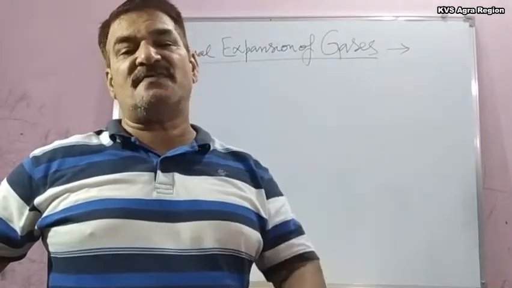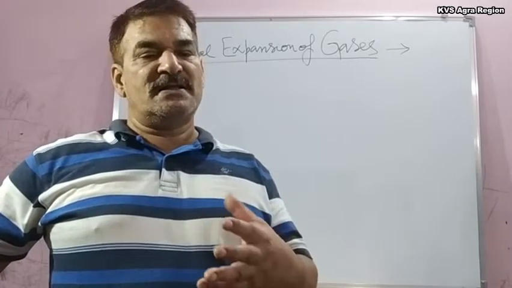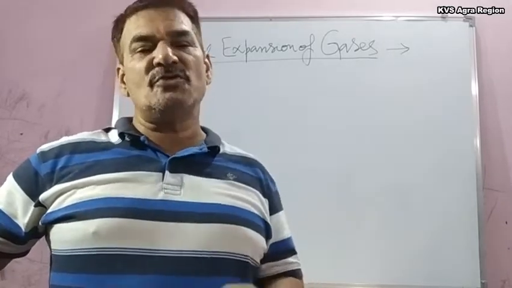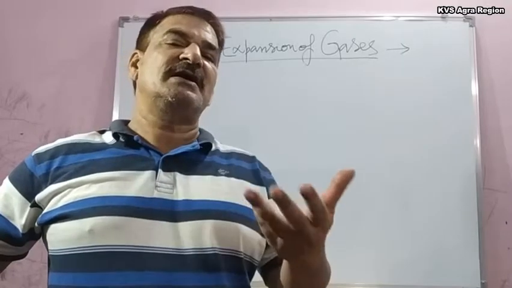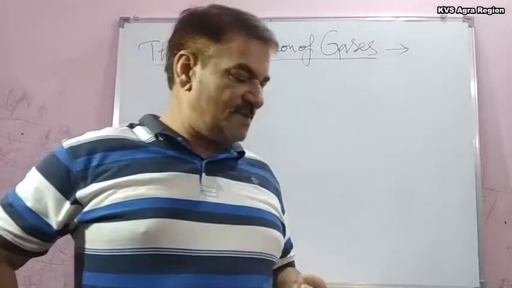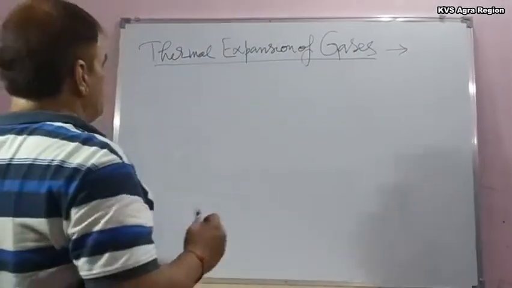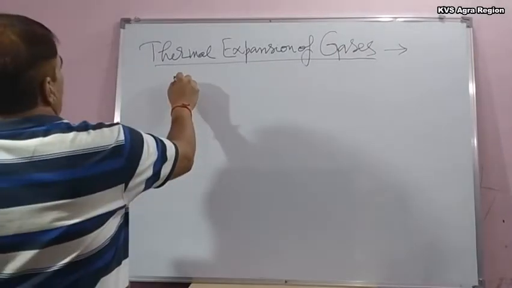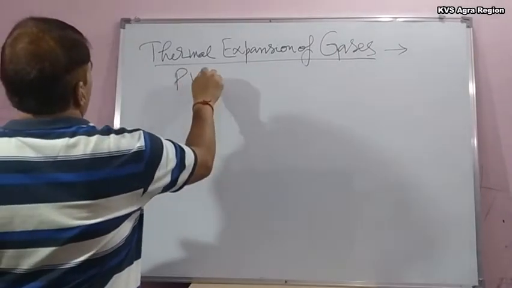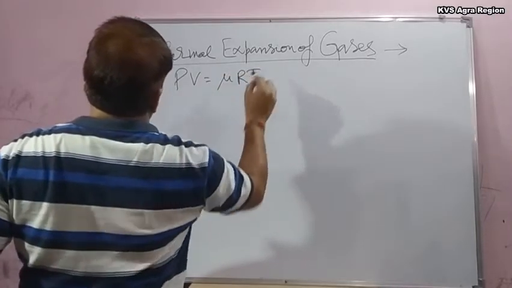But in the case of gases, what is found is that this coefficient of volume expansion is inversely proportional to the temperature, and let me discuss it. For an ideal gas, we have PV equivalent to mu R T.